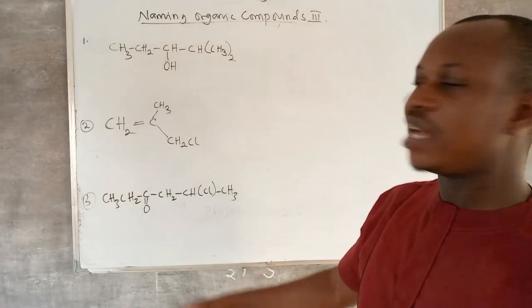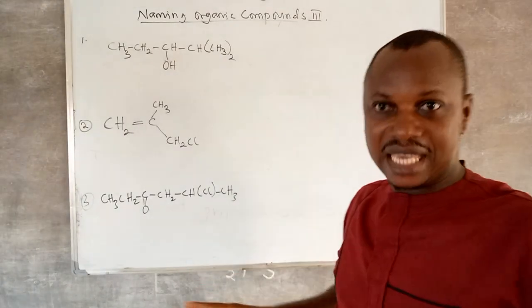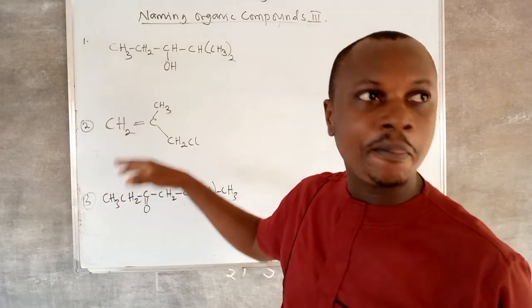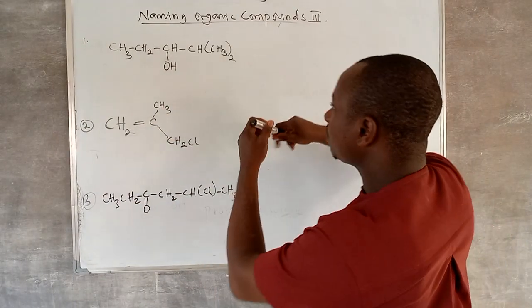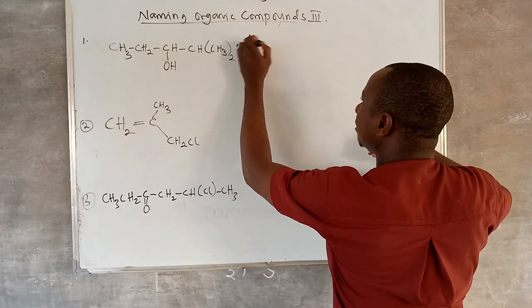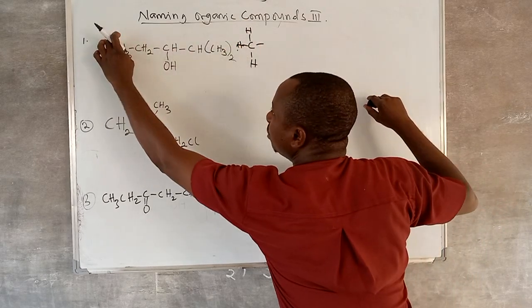I always ask students, in case you are finding this thing difficult to name like this, but for me, I don't have issues with this. But in case you are finding it difficult to name it like this, expand it. What do I mean by expanding it? Look at this CH3 here. CH3. This is H, this is H, this is H. This is for this one.